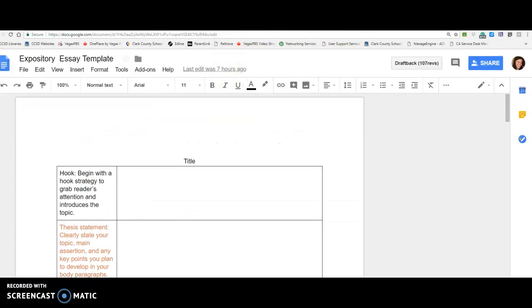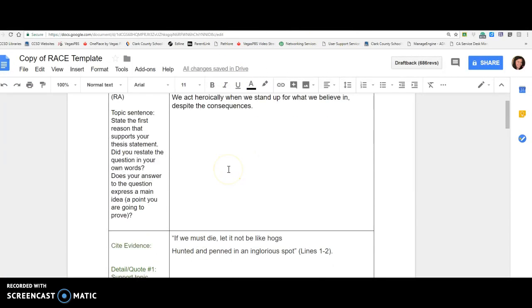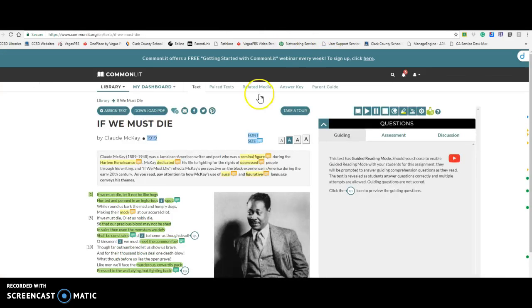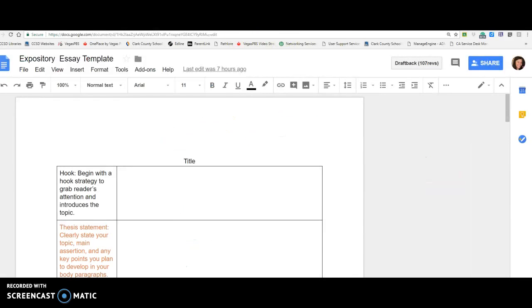But basically, all you're doing is transferring that evidence where it says cite evidence. You're putting it here, but make sure you put what line it is. So, "If we must die, let it not be like hogs, hunted and penned in an inglorious spot." That's in quotes because that's not my words. That's the author's words. And that was from lines 1 and 2. And then a period goes after the parentheses. So again, you're looking at what you highlighted in green, and you're going to put it in that template.